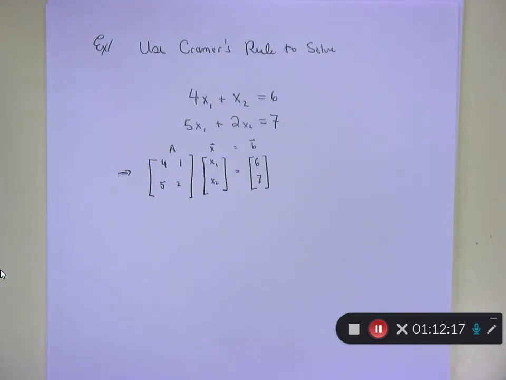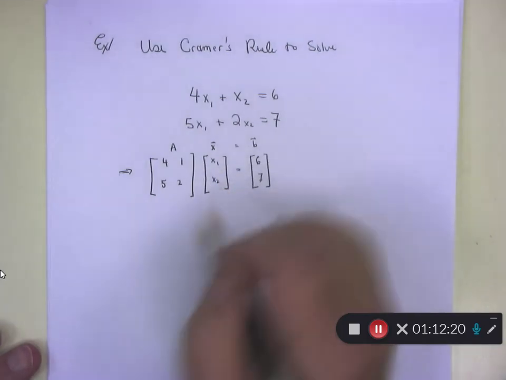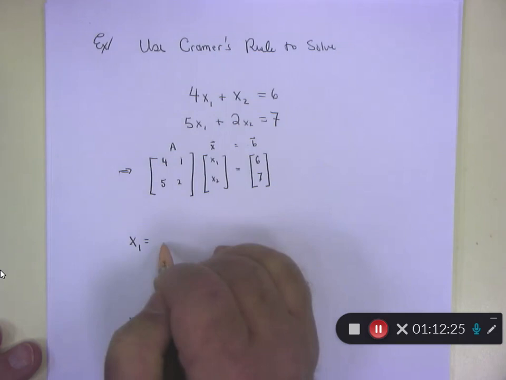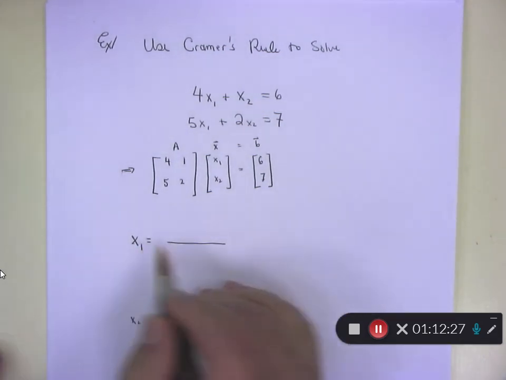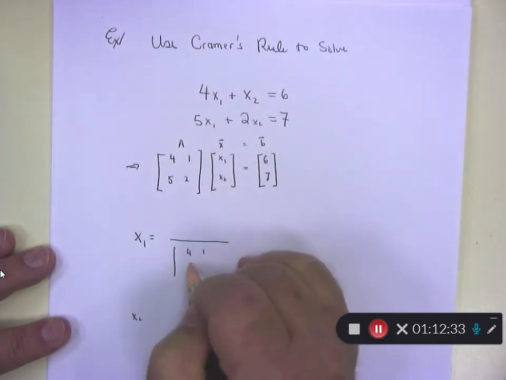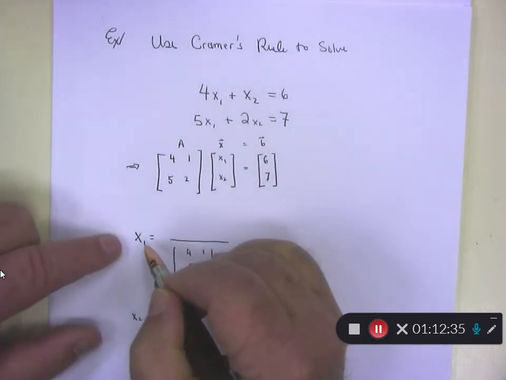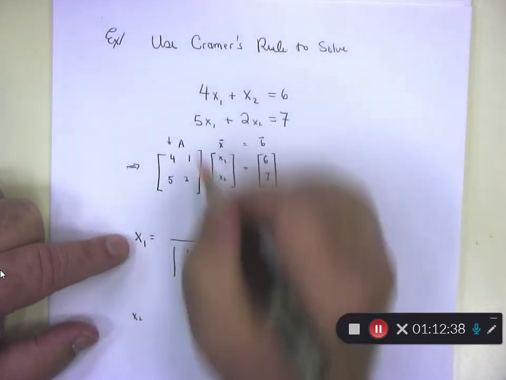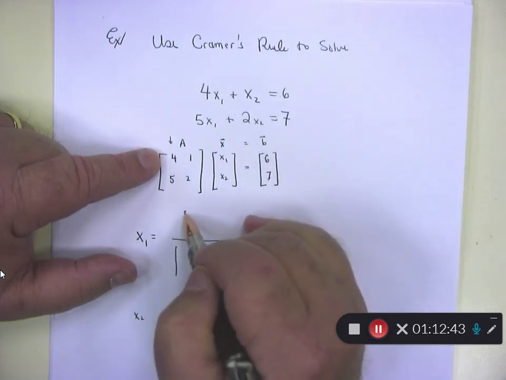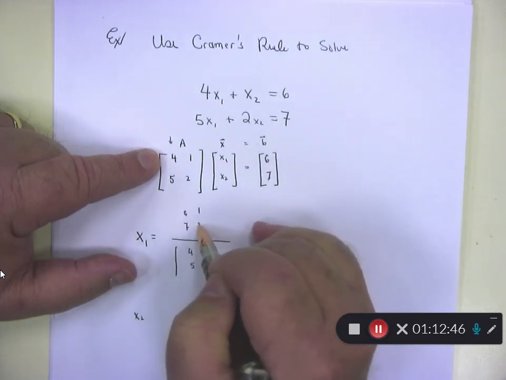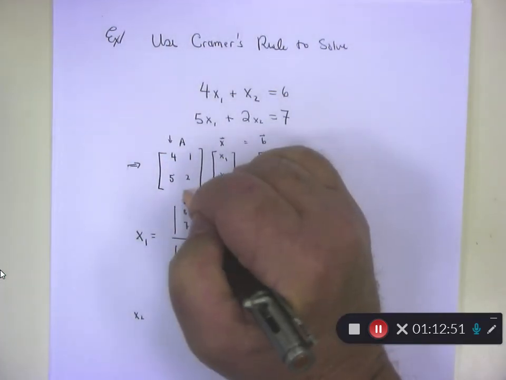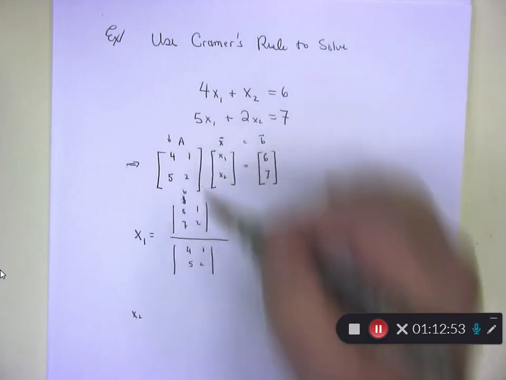All right. Here is the deal. There are 2 things you want to solve for, x1 and x2. For x1, you divide by the determinant of the A matrix, which is 4, 1, 5, 2. Now, what you do for x1, you take the first column of A and replace it with the B column, 6, 7. So this becomes 6, 7, 1, 2. Does that make sense? I replace the first column with B, the 6, 7, but the rest of matrix A stays the same.